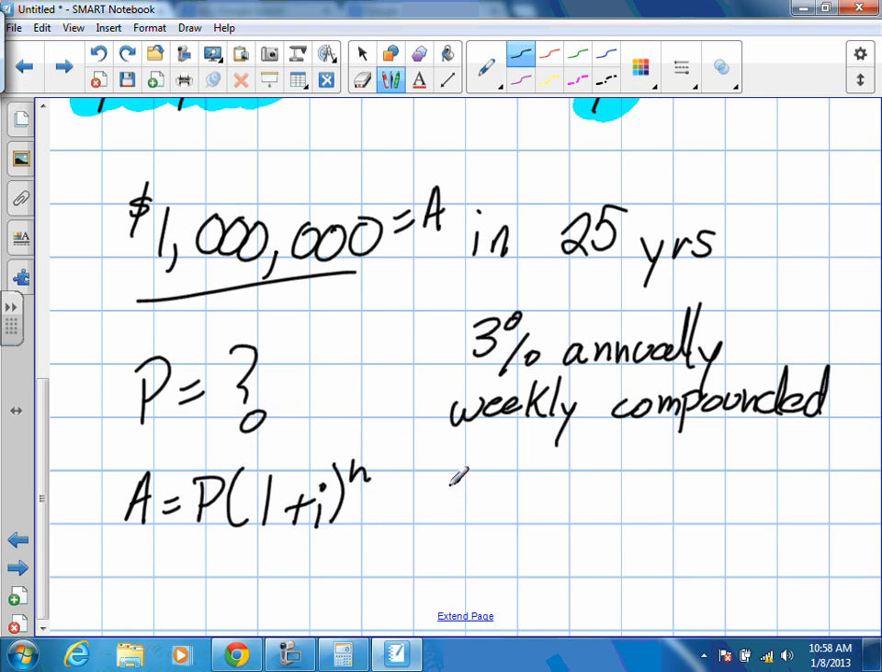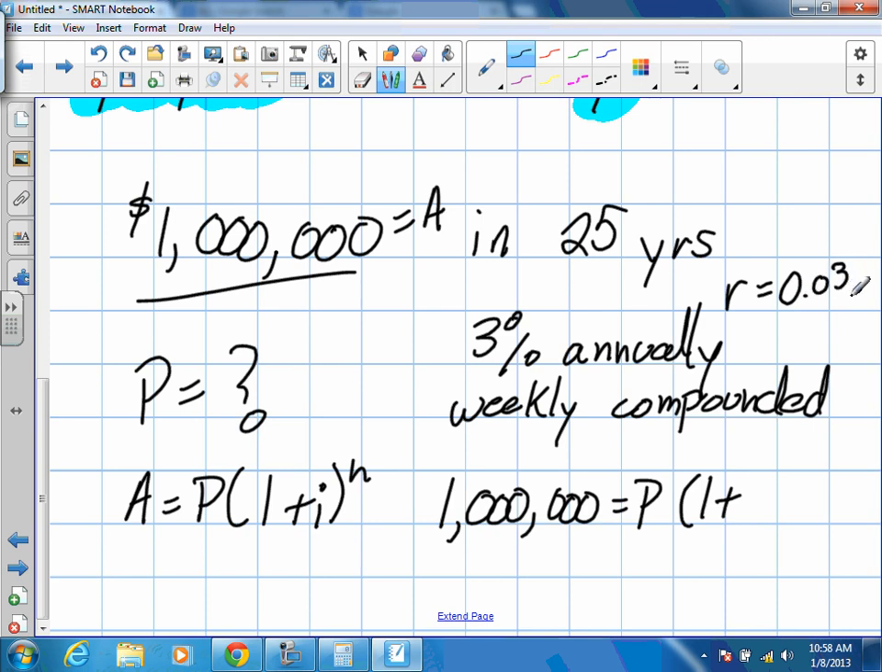So our A is $1 million, which is equal to the principal, which is unknown. 1 plus I, where I is our interest rate divided by compound period. R is our interest rate, 3% as a decimal, 0.03. So 0.03 divided by compound period. How many weeks in a year? 52. So it's divided by 52. For 25 years, our N is years times compound period. So 25 years times how many compound periods a year? 52. We're going to have a very large exponent.